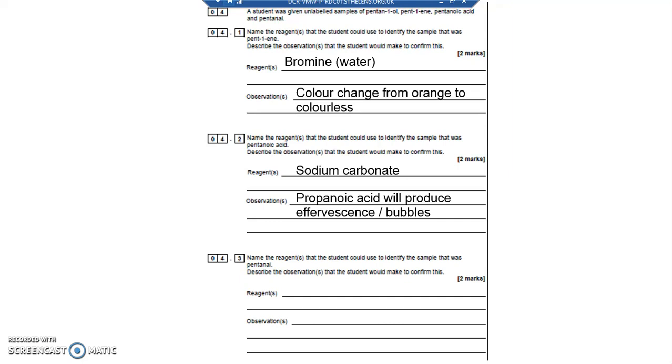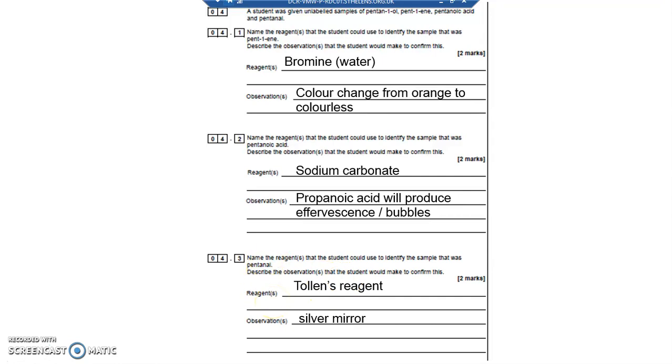is the best answer. Name the reagent if the sample was pentanal, so an aldehyde, so you're looking for Tollens reagent. Now at AS you'll get away with Tollens reagent. At A2 you need to put warm Tollens reagent, and the observation is a silver mirror. Alternatively, you could use Fehling's solution that would give a brick red precipitate.